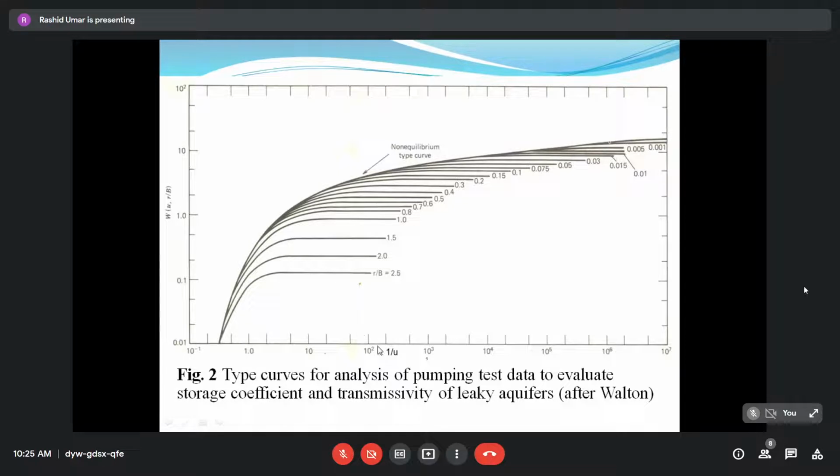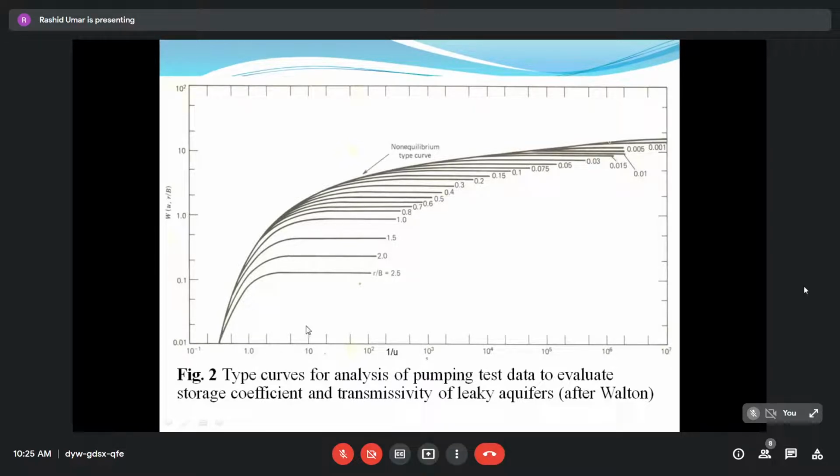And the axes of your type curve, whatever you have, the type curve of Walton, should have similar axes to your data curve, that is your time versus drawdown data. Both these graphs should be on log scale, so your time-drawdown data should also be on the log scale, and the axes of this graph and the data curve graph should be the same. Like if 1 is here, 10 is here, your data curve should also have the same axes.